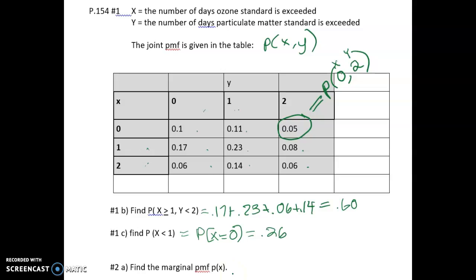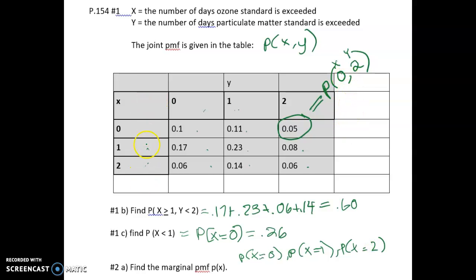All right. So the next question says, this is number 2a, find the marginal PMF P of X. So from a joint probability distribution, we can get the marginals, just the single variable probabilities. And so we need, like, what's the probability that x equals 0? What's the probability that x equals 1? What's the probability x equals 2? I'm going to show you a really easy way to do this. I added something to my table.